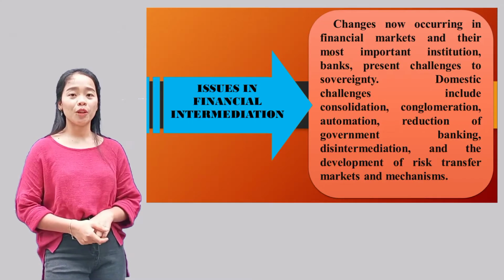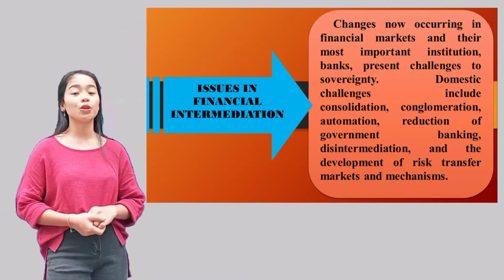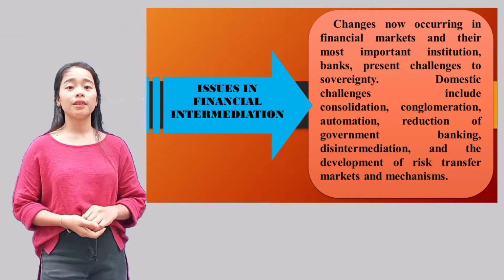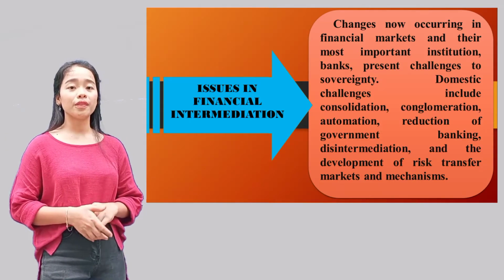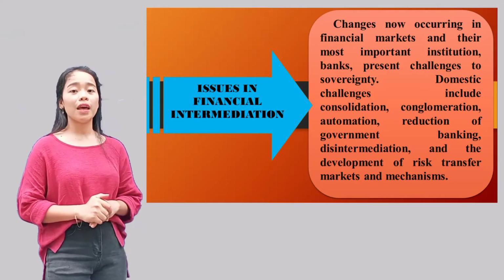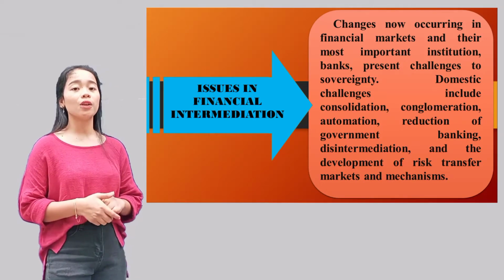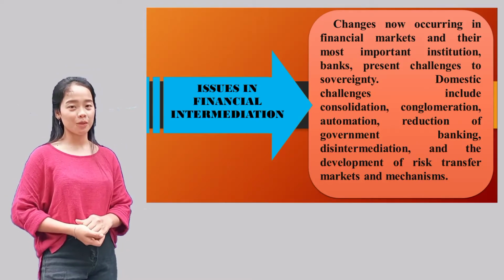Number 3, they rely on liquidity and confidence. To be profitable, they may only keep reserves of 1% of their total deposits. If people lose confidence in the banking system, there may be a run on the bank as depositors ask for their money back. But the bank won't have sufficient liquidity because they can't recall all their long-term loans. And that's all for the issues in financial intermediation.